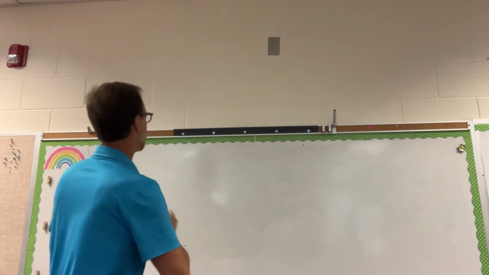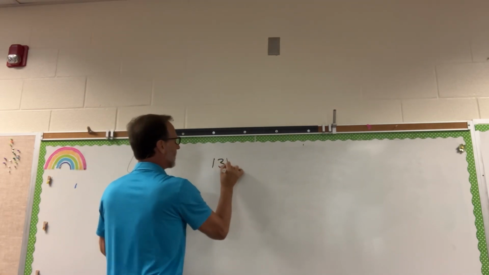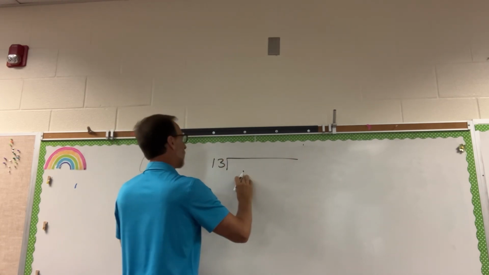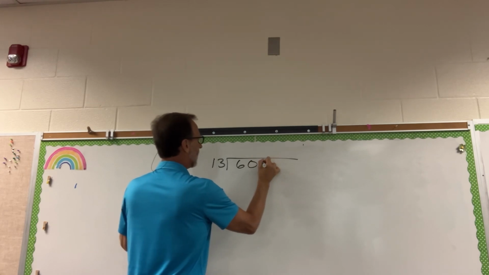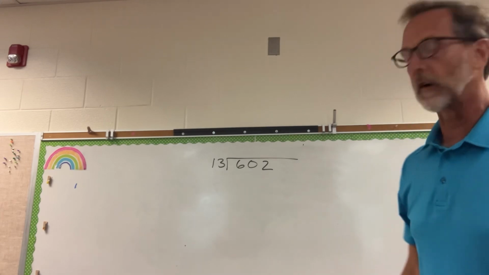All right, let me give you one here. Let's do 13. We'll count by 13s. That's not too terribly hard to count by. And let's do a different number besides 493. Let's do 602. How about that? 602 divided by 13.